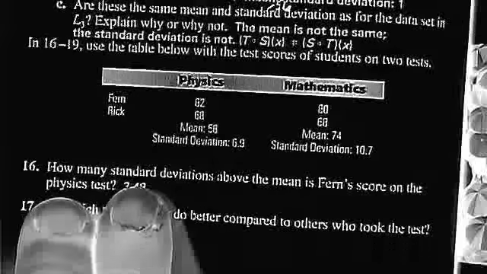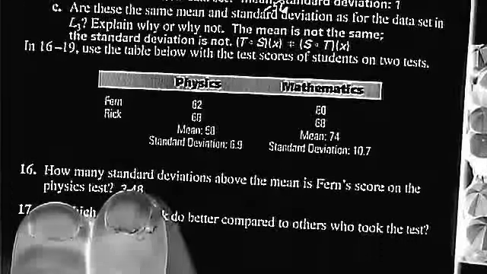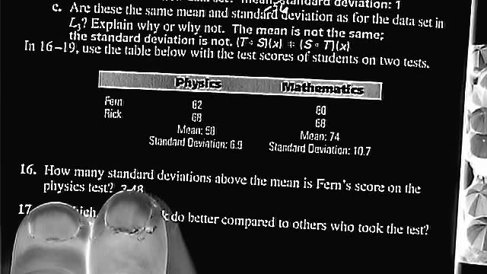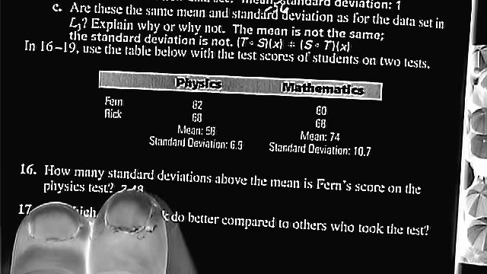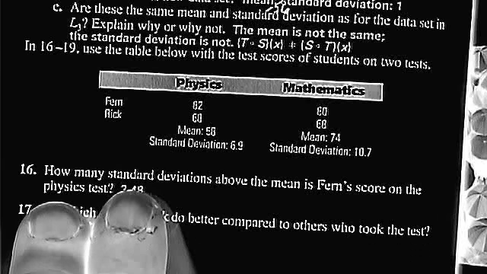Here is a chart from the book. I want you to get those numbers written down there. We got Fern, Rick, and their physics and math tests, averages and standard deviations for the classes.